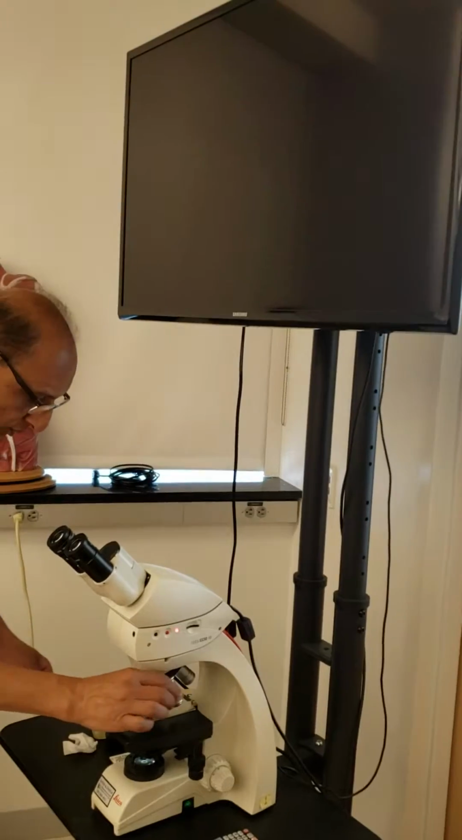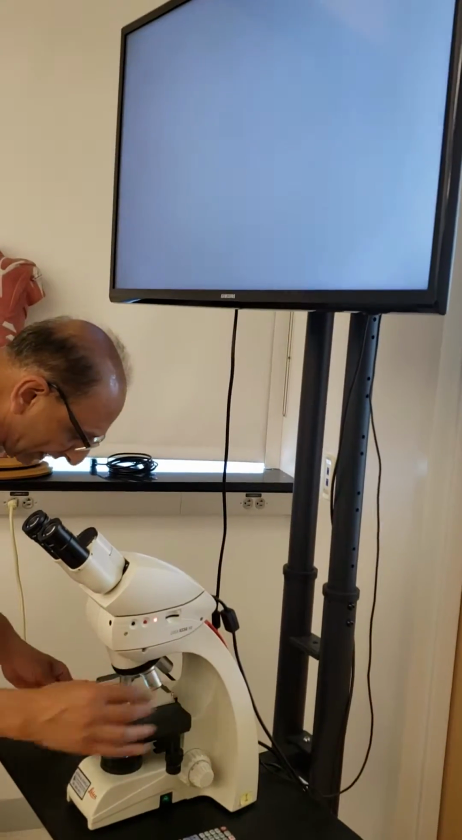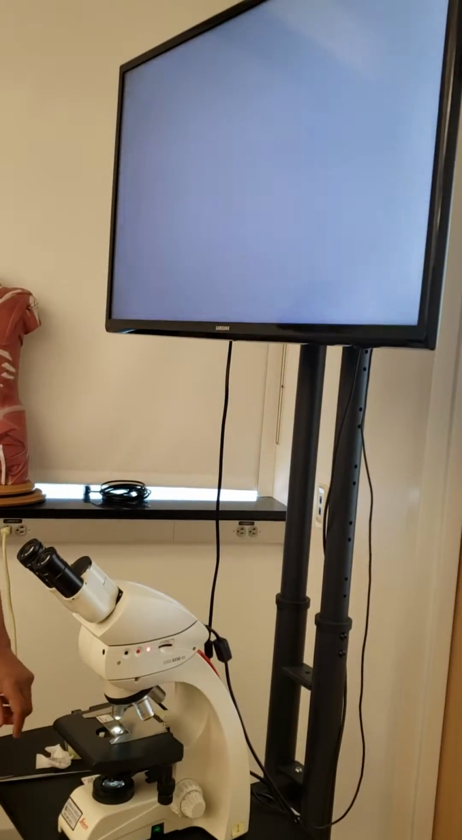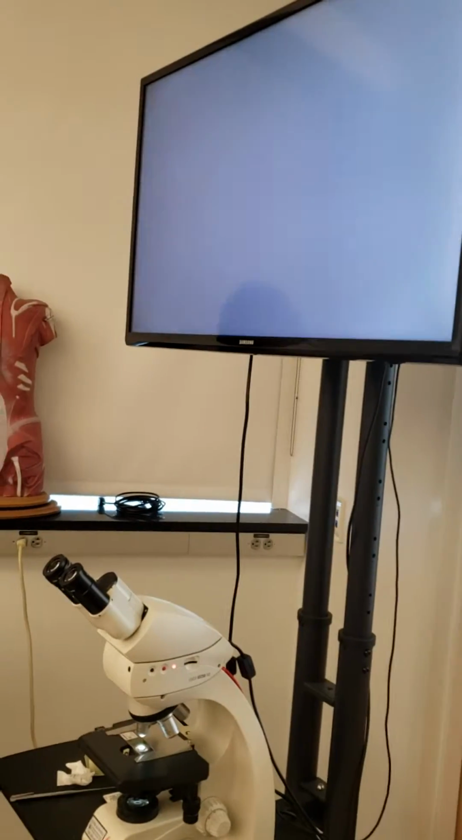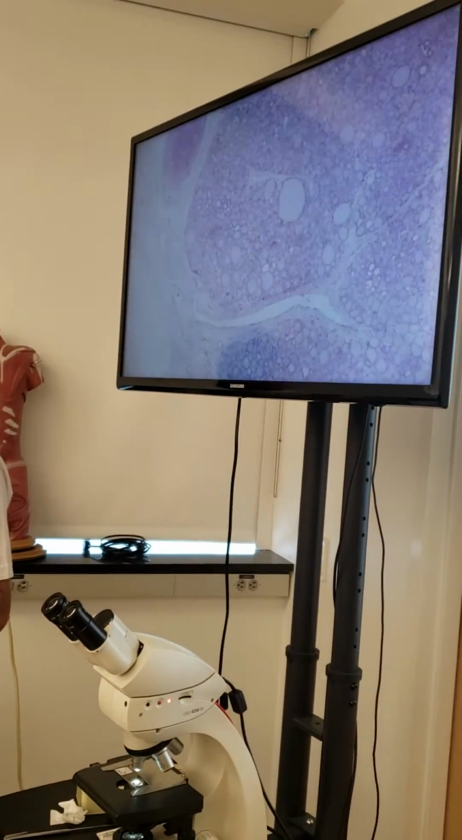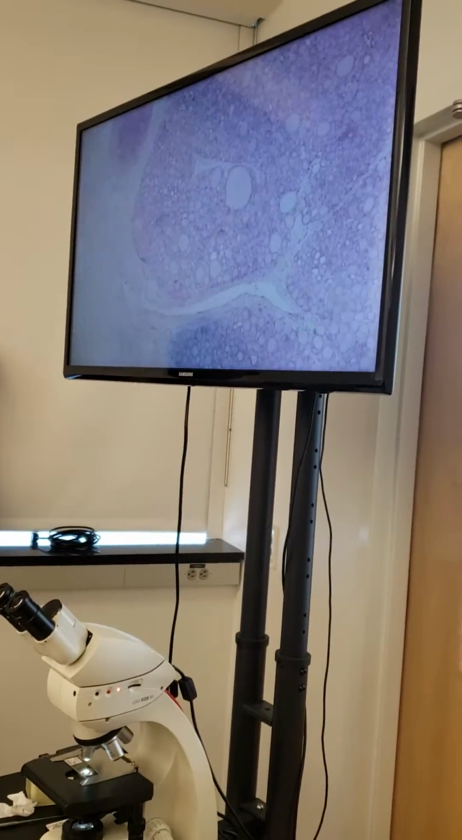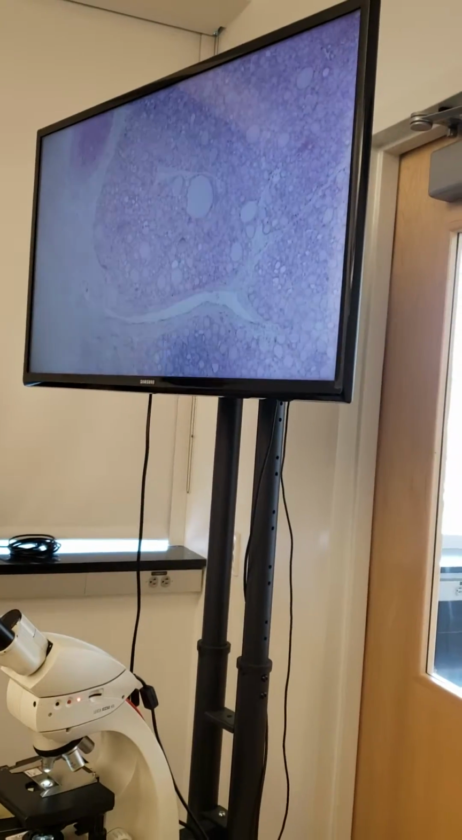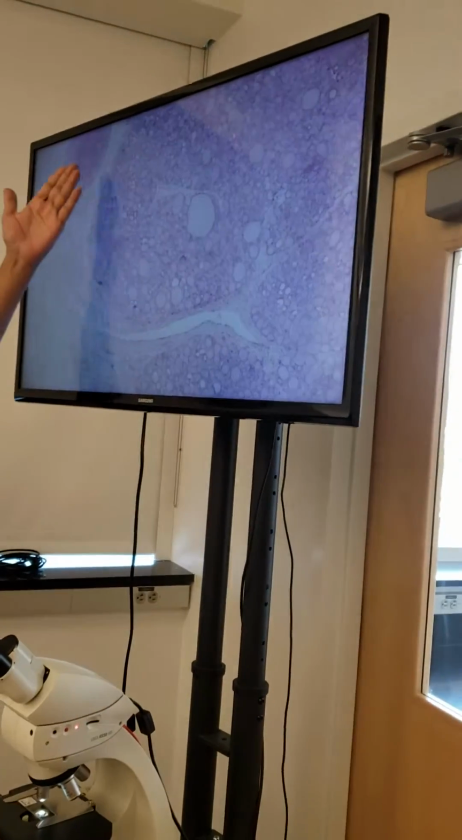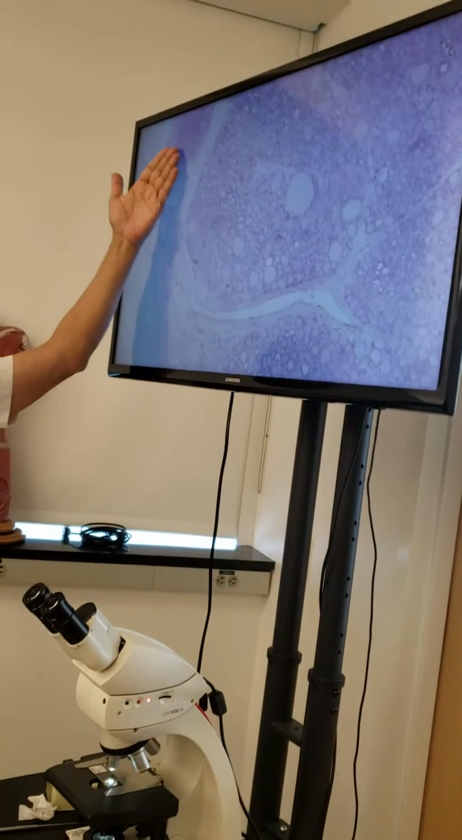All right. I go back to scanning lens because this time I want to scan outside. Thyroid gland here. Behind the thyroid is parathyroid, just outside. So this is thyroid, right? And what is this? Parathyroid.